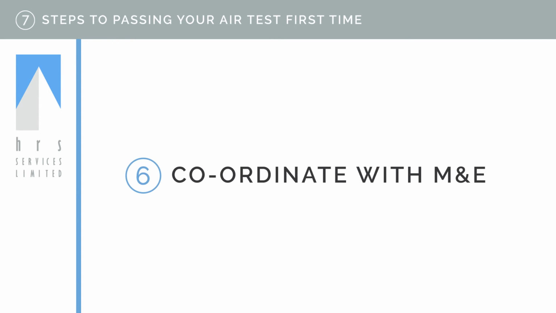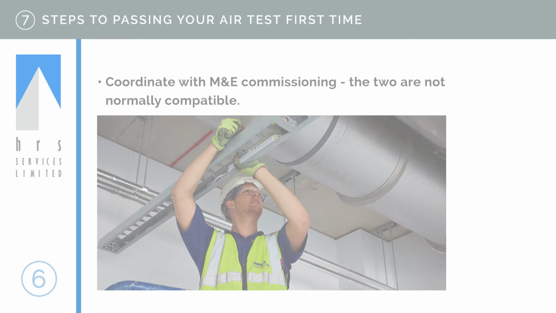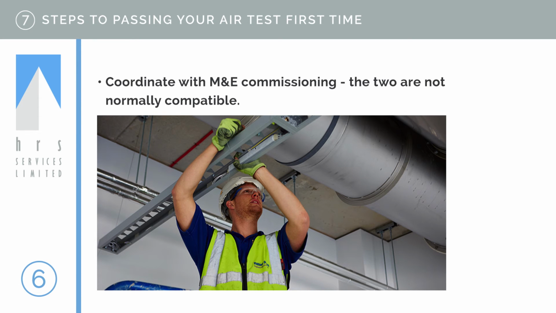Step 6. Coordinate with M&E. The heavier the M&E provision for a building, the more complex the air test preparations and the more opportunities for unintended air leakage through unsealed ducts, pipe and electrical cable penetrations. The M&E contractor is potentially the biggest risk to your ability to pass the air test first time. The final stage commissioning process needs to be programmed so that it doesn't conflict with the day of the air test.